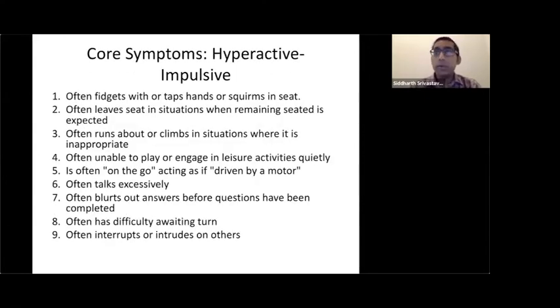There are 9 core types of hyperactive impulsive symptoms. These include a child who often fidgets with or taps their hands or squirms in their seat, who often leaves his or her seat in situations where remaining seated is expected, who often runs about or climbs in situations where it is inappropriate to do so, and so on. Again, I won't go through each of these, but they're listed on the slide.